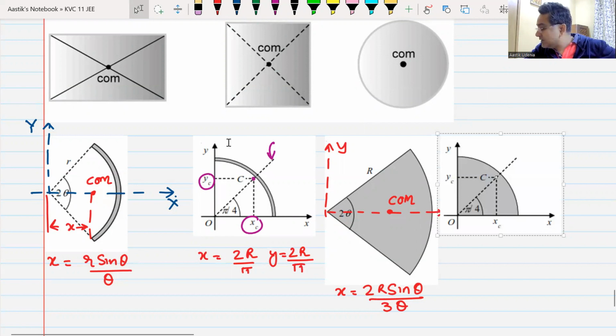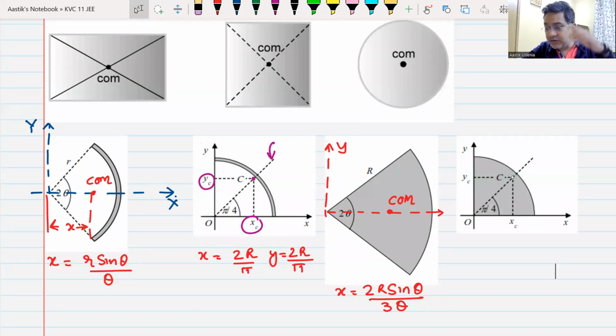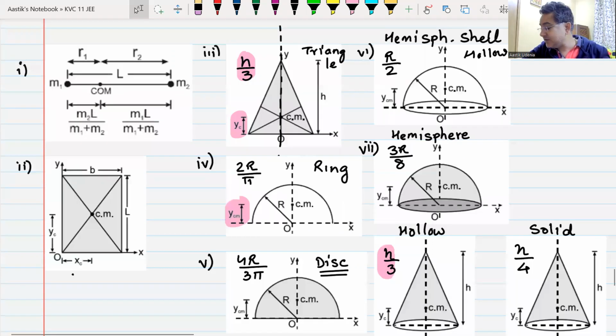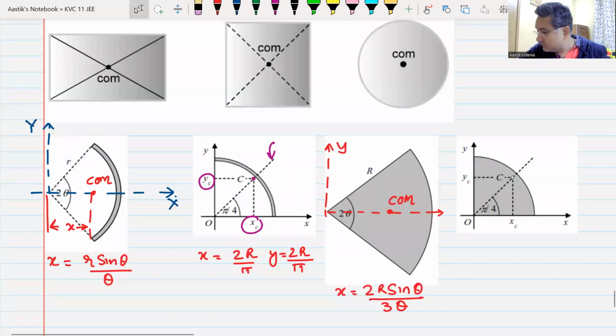Now, considering that you remember what we have already done, can you tell me what will be the x and y coordinate of the center of mass of this? Looking at what we have already done and looking at what is there on the board right now, can you tell me what will be the x and the y coordinate of this one? This is what I say, understanding. Understanding things and putting them to good use. This is what I call understanding them and putting them to good use. Yes. What will be the x and y coordinate of the center of mass?